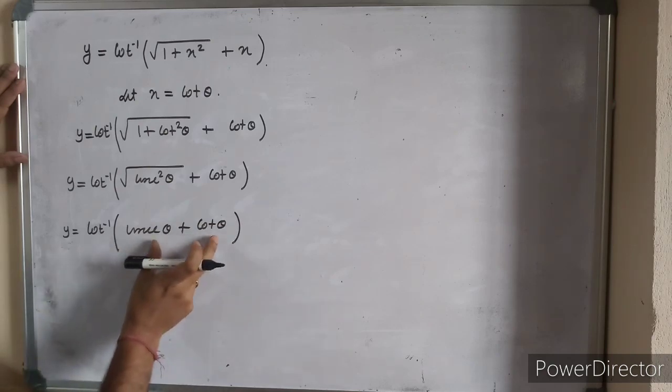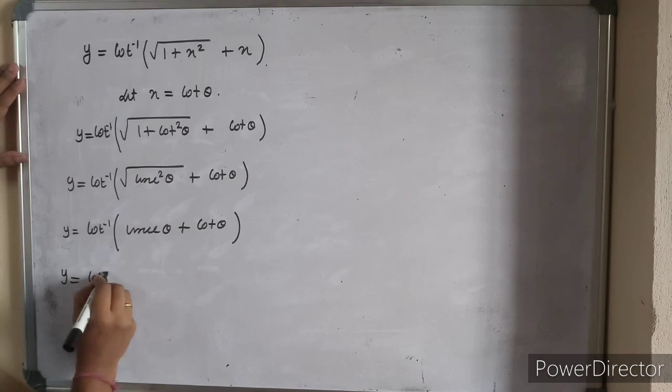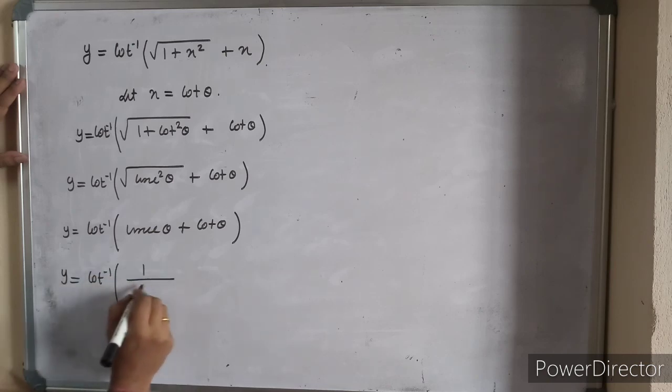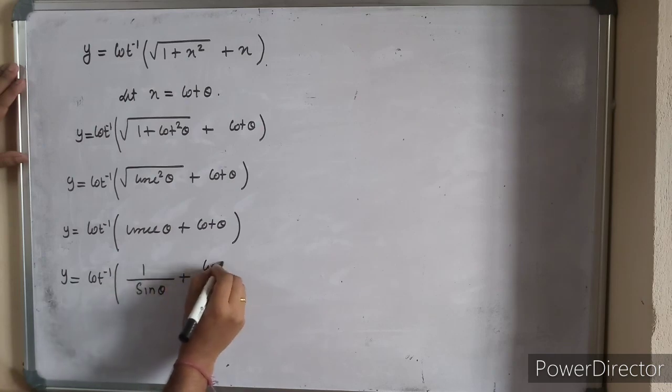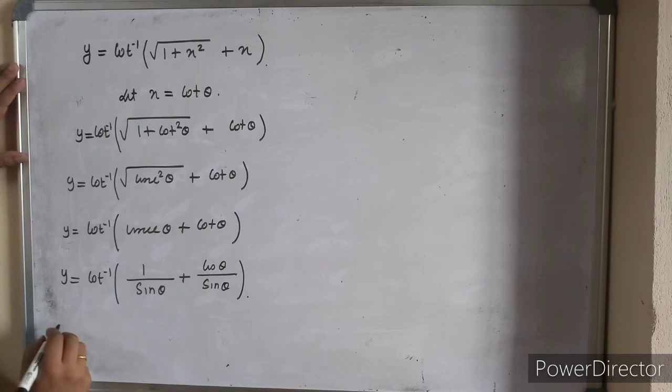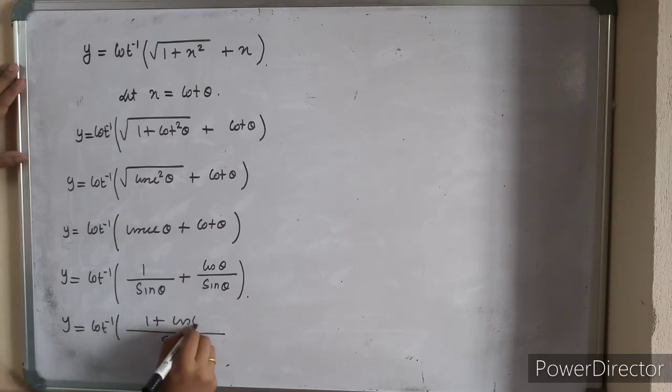Now I'll try to convert this in terms of cot. Y is equal to cot inverse of cosec, which we can write as 1 over sin theta, plus cot, which is cos theta over sin theta. Now I'll take the LCM over here. Cot inverse of, if I take sin theta as the LCM, this will be 1 plus cos theta.